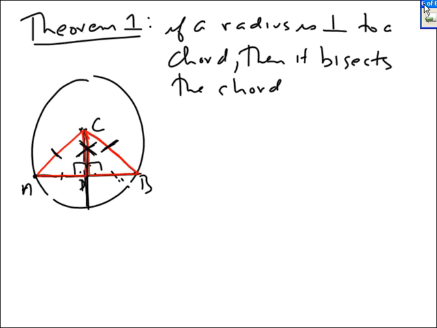Well, by the hypotenuse leg theorem, that's only for right triangles. After all, you can't talk about hypotenuses unless you're talking about right triangles anyways. By the hypotenuse leg theorem, we have congruent hypotenuses and one pair of congruent legs, so these two triangles are congruent. That means those third sides are equal. Corresponding parts of congruent triangles are congruent. So yes, it does bisect it.